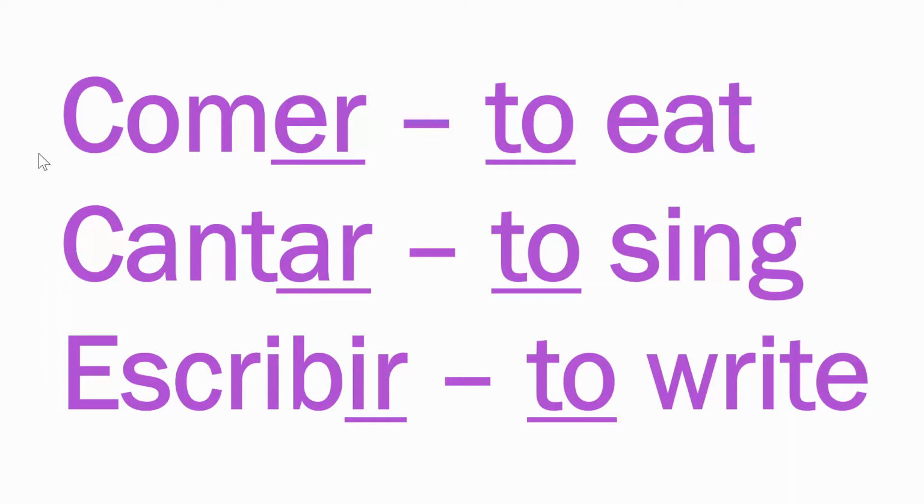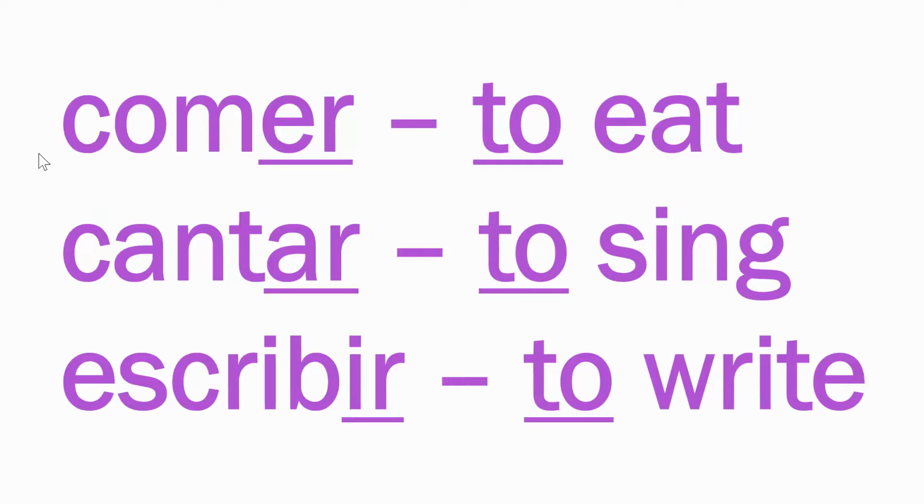Now this is particularly interesting because we can use the infinitives of these verbs to create sentences describing our wants. Like, yo quiero comer, I want to eat. Notice we don't have a word between quiero and comer meaning to. And the reason for that is because that to is included in the er ending. Yo quiero cantar, I want to sing. Yo quiero escribir, I want to write.